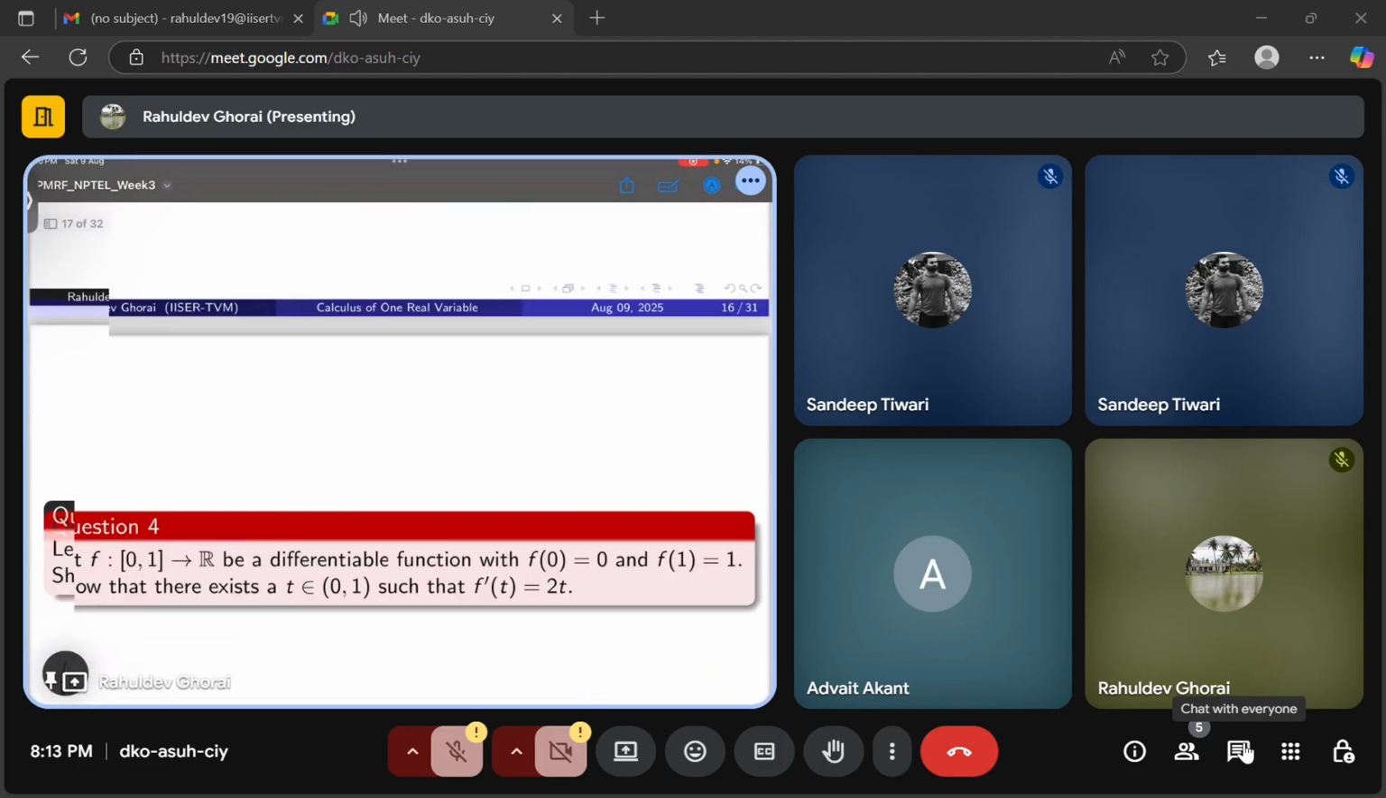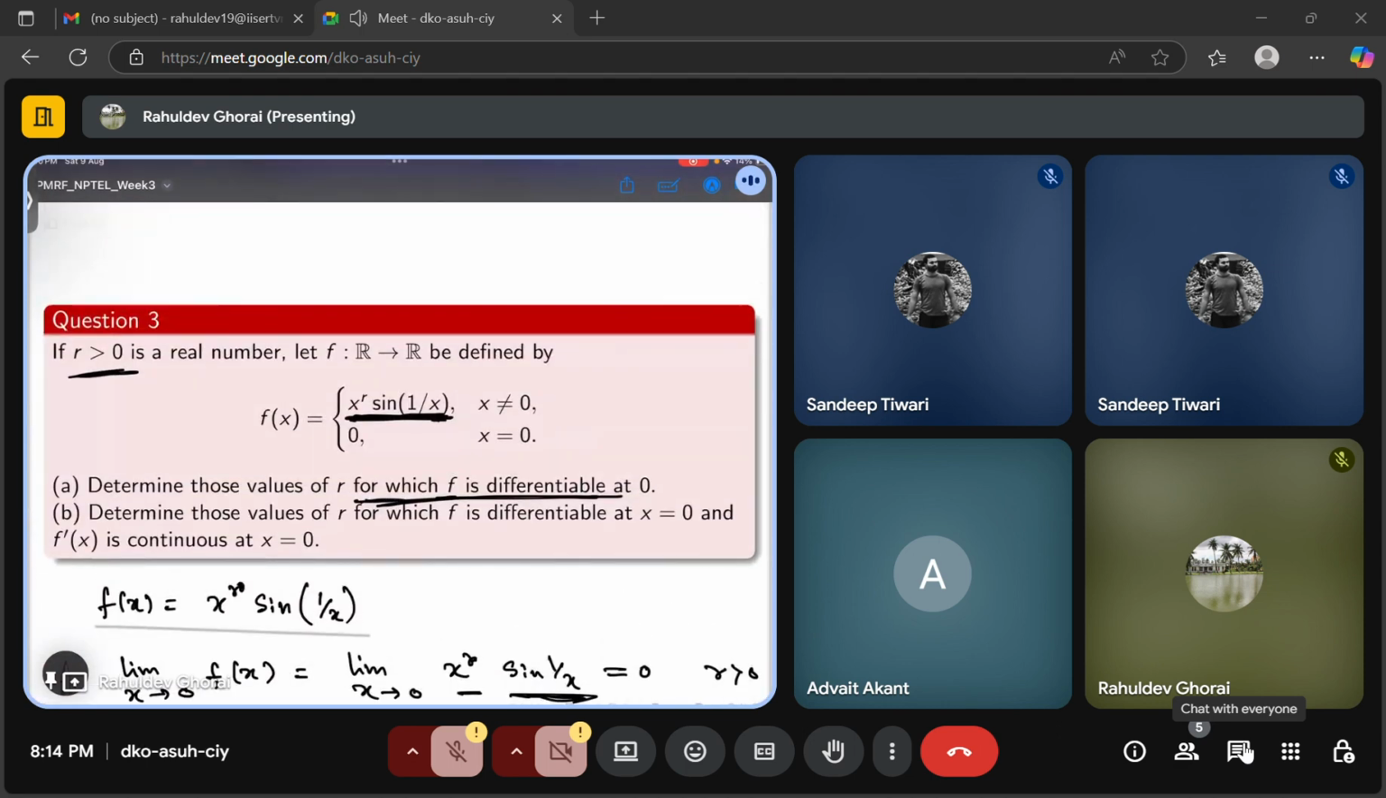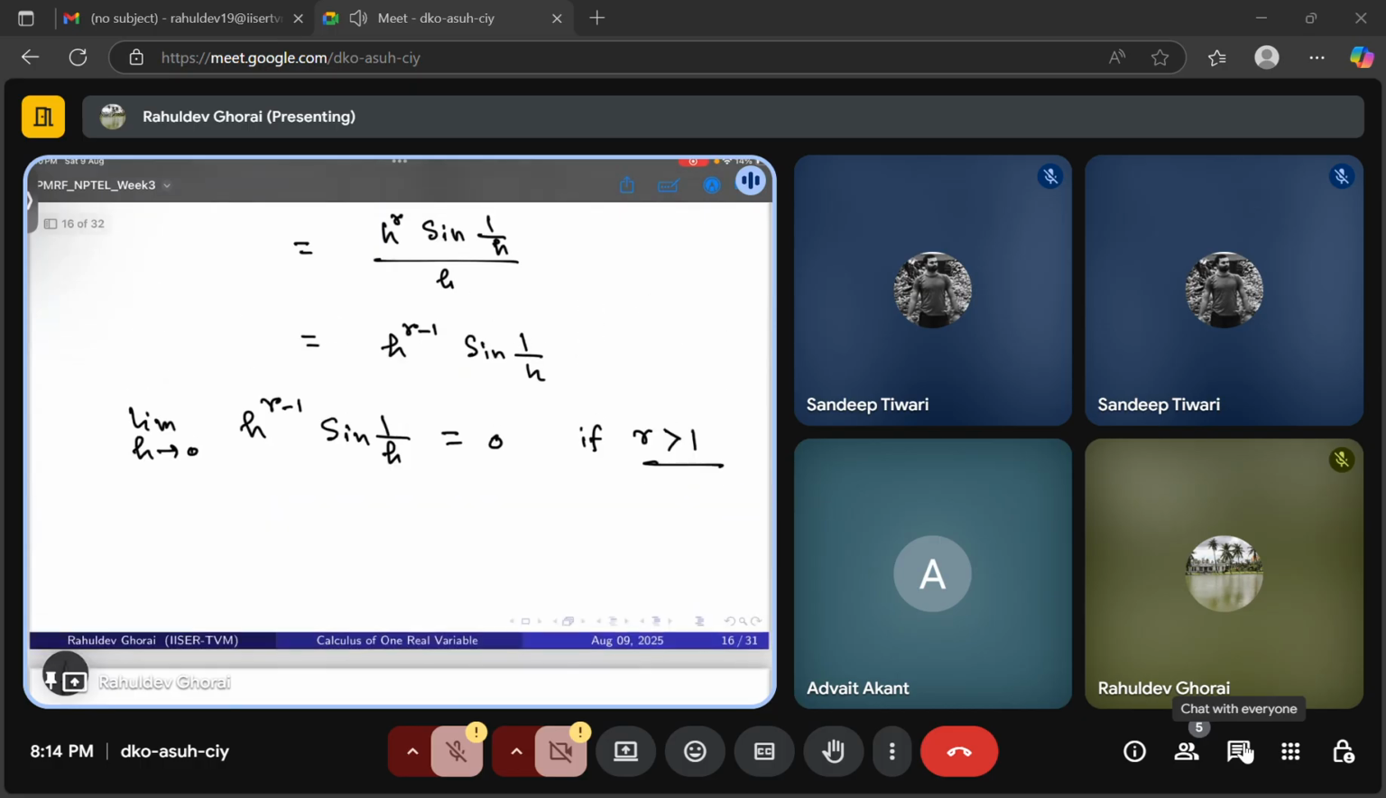Wait. Is the domain... Domain is not also 0 to 1. Okay.